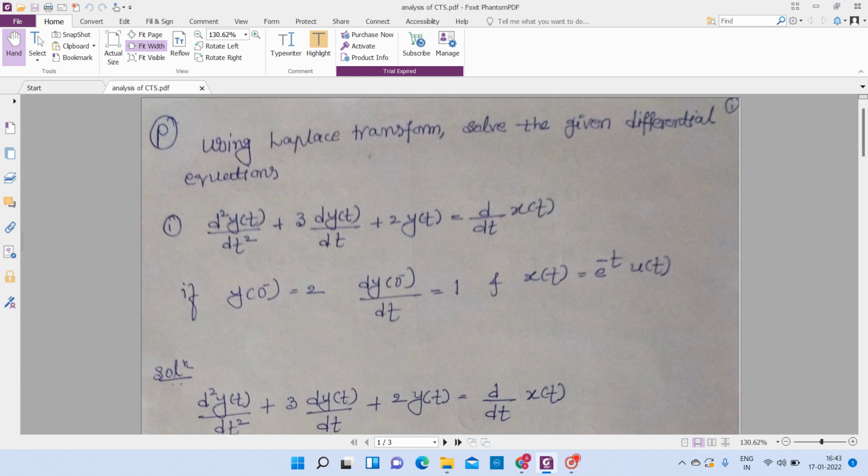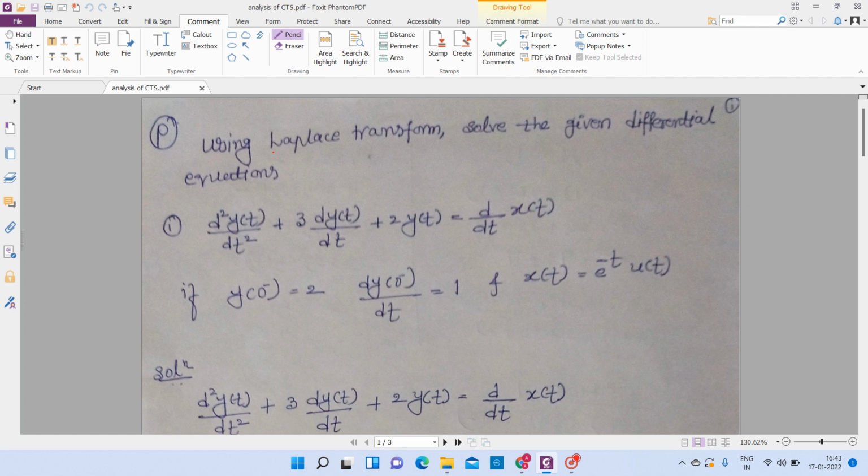We know very well that we have to convert a time domain signal to a frequency domain signal using the Laplace transform, right? So what are the benefits? If we convert a time domain signal to the frequency domain, we can easily analyze the signal with respect to phase and magnitude spectrum. That's why we convert time domain signals to the frequency domain using the Laplace transform.